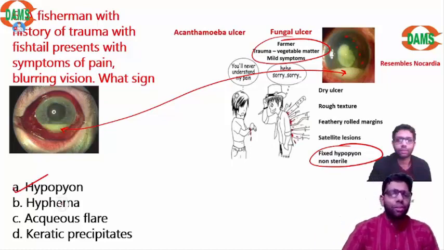Hyphema is bleeding of the anterior chamber. If it is red, then it is bleeding of the anterior chamber. Flare and KPs are seen in uveitis.